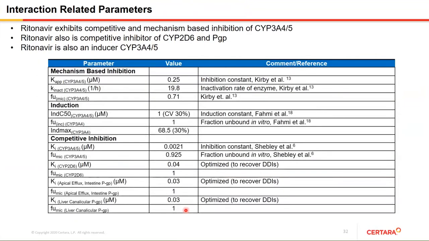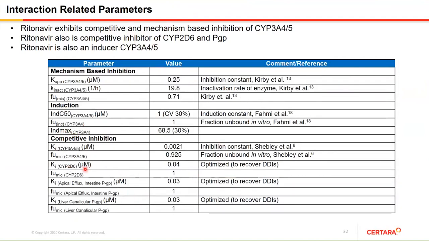And these are the different parameters for mechanism-based inhibition. These are all based on literature values. We also included the induction parameters, and we calibrated these induction parameters, particularly Indmax, with rifampicin as a calibrator compound. We also had competitive inhibition for CYP3A4 and 2D6 involved, as well as PGP inhibition parameters.